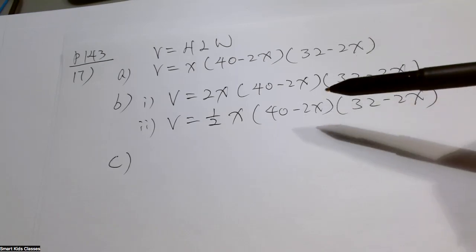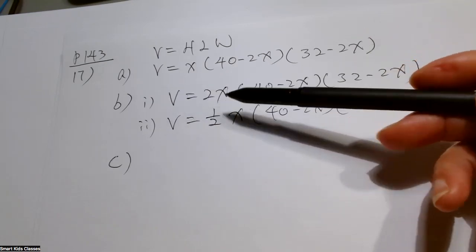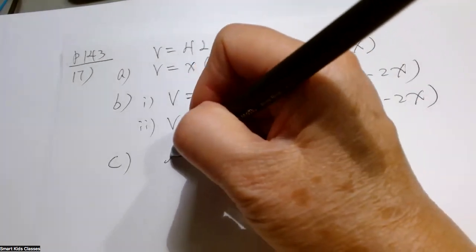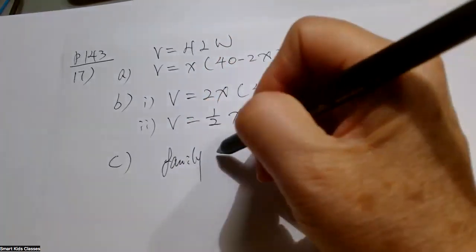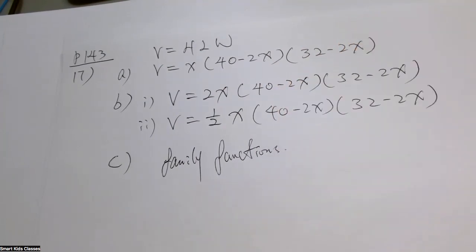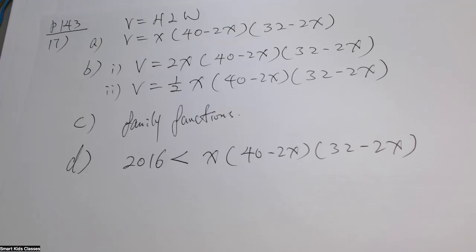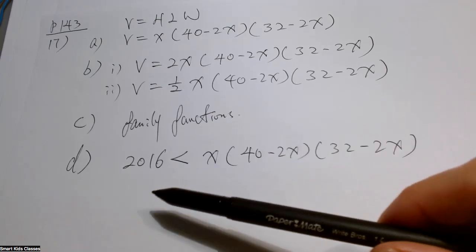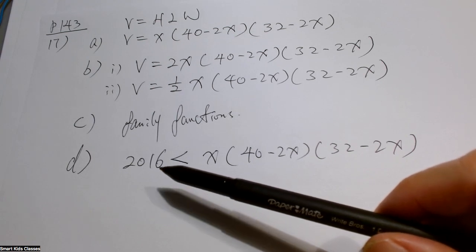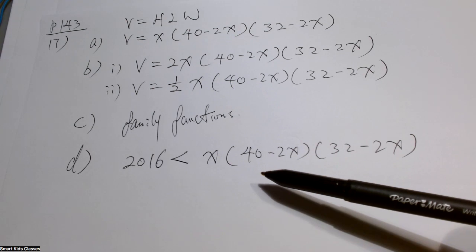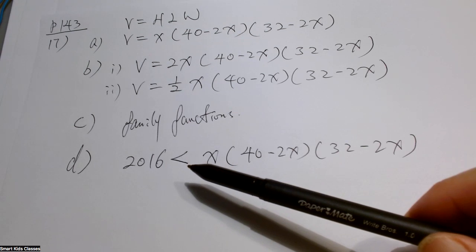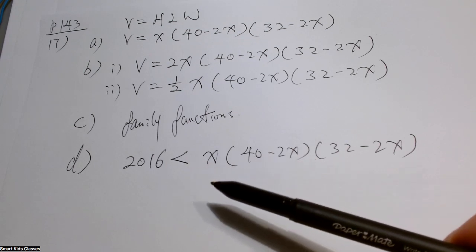Now C, asking you for these two equations, what is the relation? So their relation is family of functions. And then we are going to do D. So D provides you a volume, 2016 cm3. And this has to be smaller than the function. So the function's volume is going to be larger than this one. So we write it into the inequality.